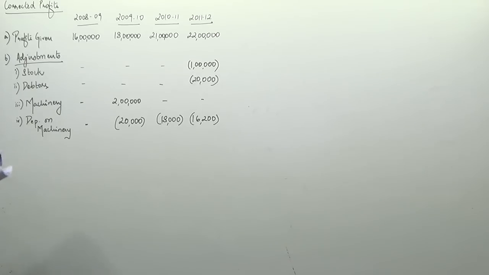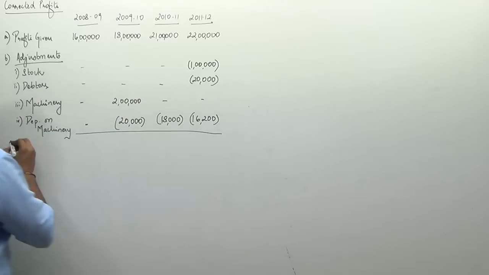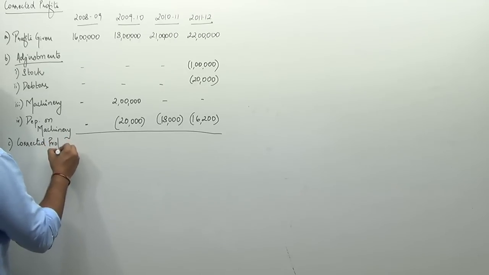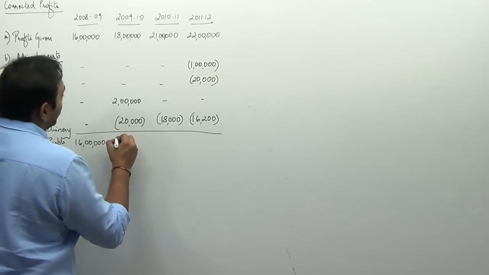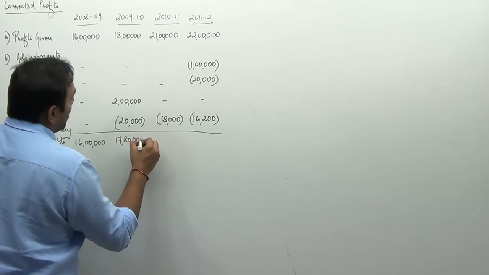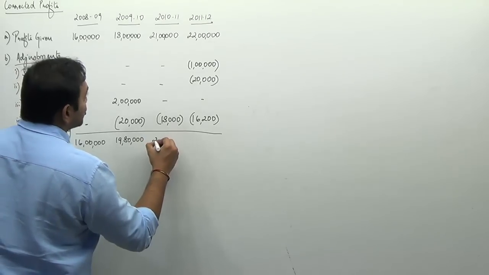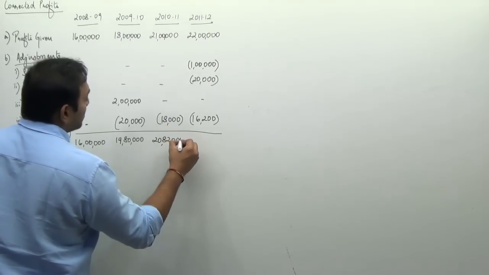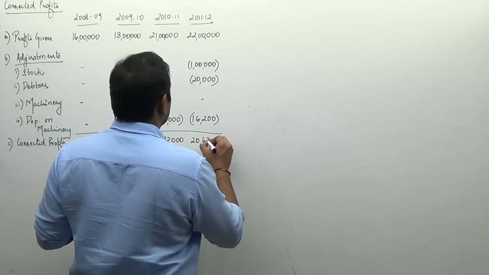Point number 5. It's a non-recurring item and an adjustment only for FMP. I will not consider it now. That's it. Story ends there. This is corrected profits for us. First year it is 16 lakhs, no change. Next year it is 17,80,000. Next year, it is 19,80,000. Next year it is 20,82,000. And the final year will come to 20,63,200.